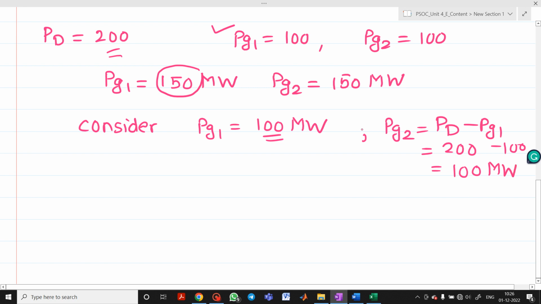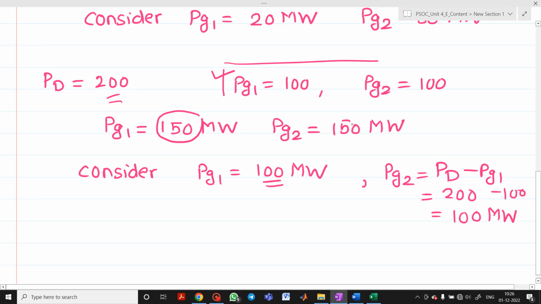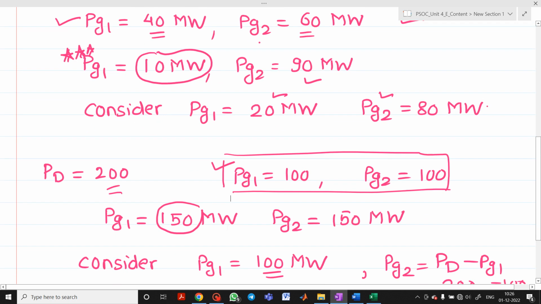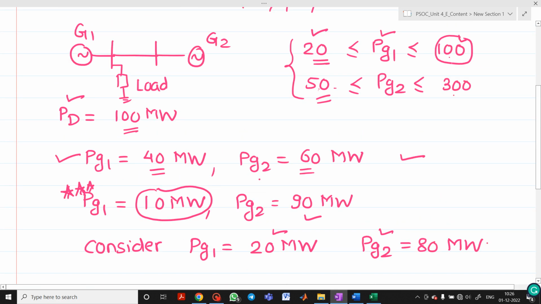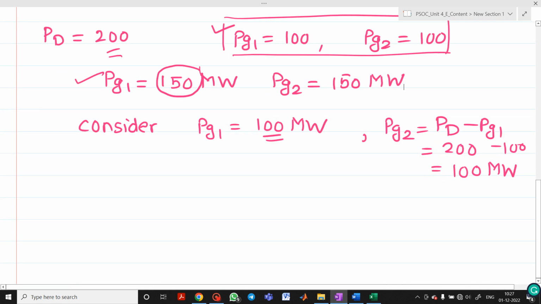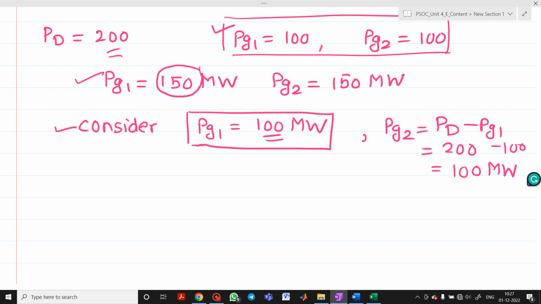So if you get an answer like this while solving a numerical, it's okay. But these limits have been given to you, and if you get this kind of answer, then instead of writing this 150 megawatt, you have to write a note: as generator G1 is capable of producing a maximum power of 100 megawatt only, it is not possible to produce 150 megawatt. So let us consider that Pg1 will produce 100 megawatt. The remaining power produced by the remaining generator will be total demand minus this, so we get 100 megawatt.